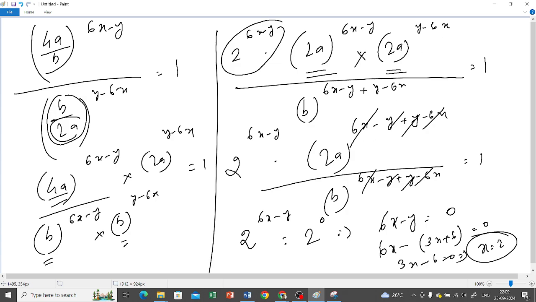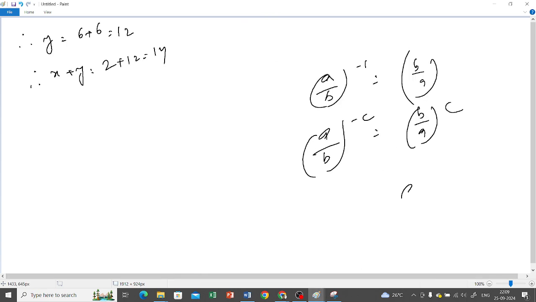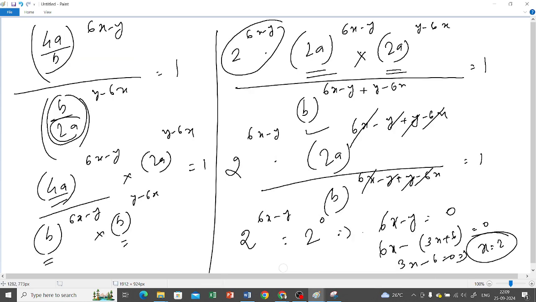On adding the powers, we get 0. Same thing goes for the denominator as well. B to the power, adding all the powers, we get 0. So anything to the power 0 is 1. You know this? Anything to the power 0 is 1. Right? So 2 to the power 6x minus y is 2 to the power 0. So on solving this, we get 6x minus y is equal to 0.